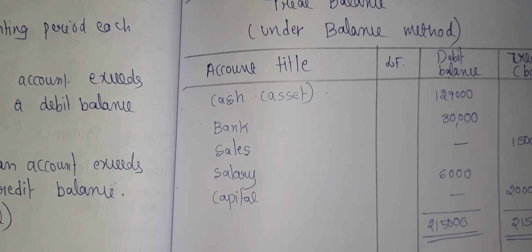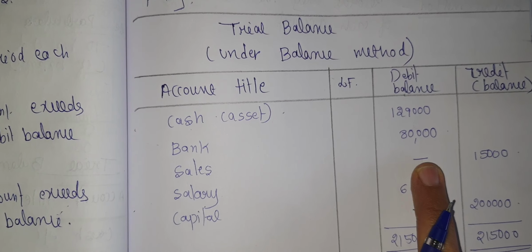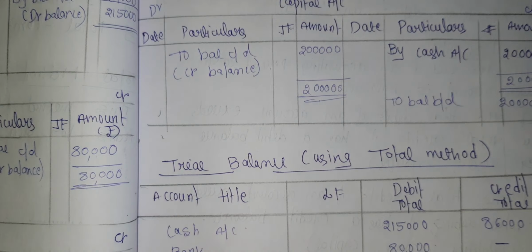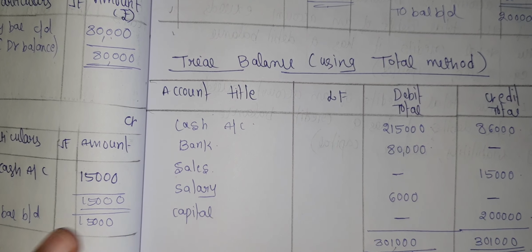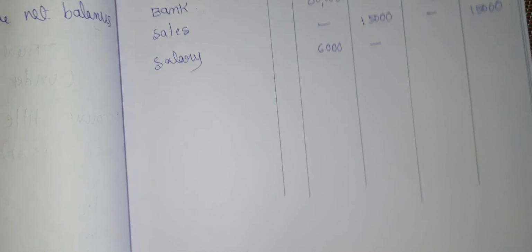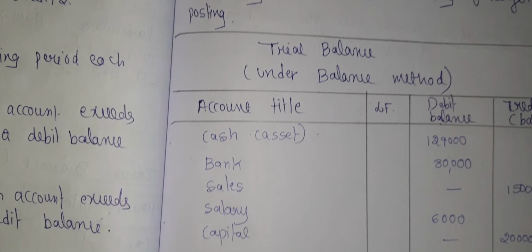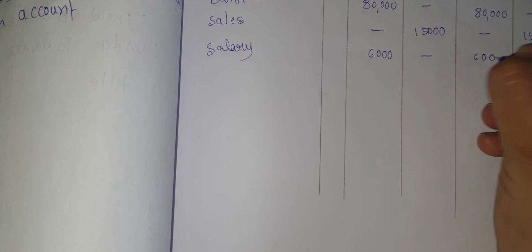And in the balance method, sales, credit balance 15,000 and debit balance is nil. Okay, next one is salary. Total method, salary debit total 6,000, credit nil. And here in the balance method, salary, debit balance 6,000, credit balance nil. Next, the last one is capital.